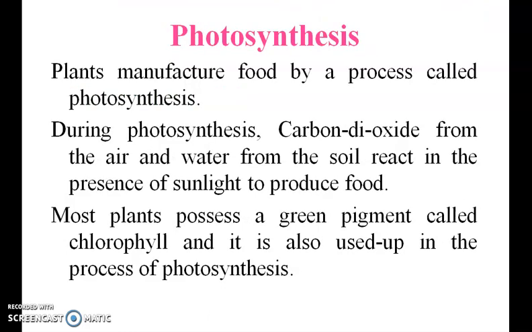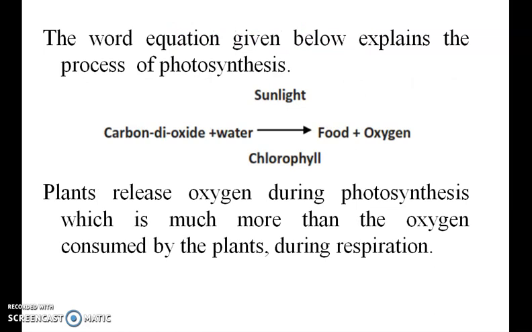So, photosynthesis. What is photosynthesis? Plants manufacture food through a process called photosynthesis. During photosynthesis, carbon dioxide from air and water from the soil react in the presence of sunlight to produce food. Most plants possess a green pigment called chlorophyll, and it is also used up in the process of photosynthesis. So the process is explained here: carbon dioxide plus water, along with sunlight and chlorophyll, gives food plus oxygen.